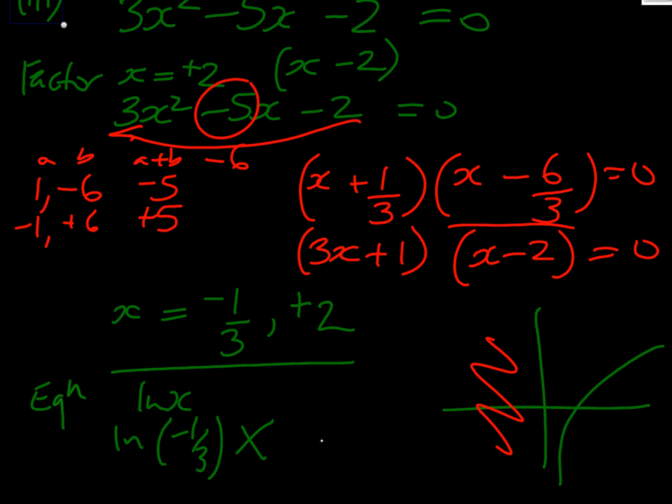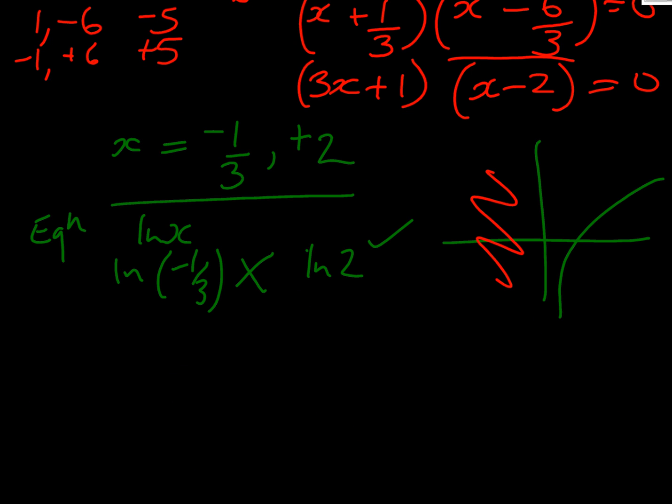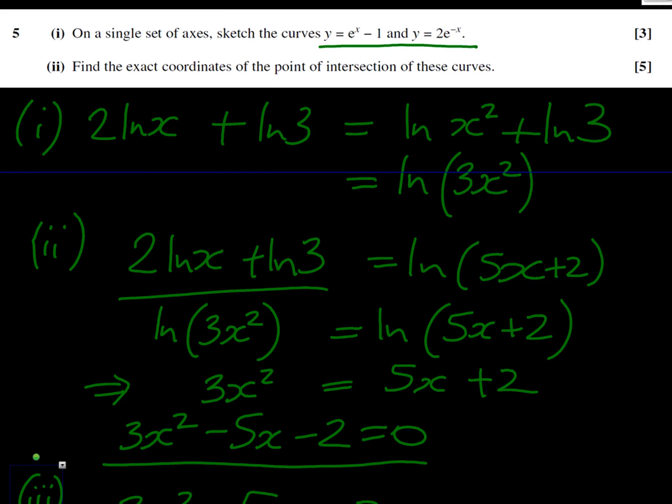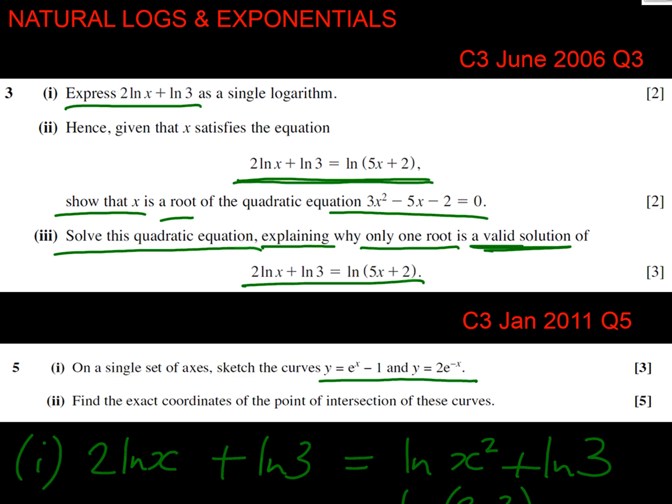The second equation here would be log of 2, so that's okay, isn't it? So we've only got one root. Our one root is x equals 2, and therefore x equals 2 is the only valid solution. Okay. See there that we used the properties of the log.